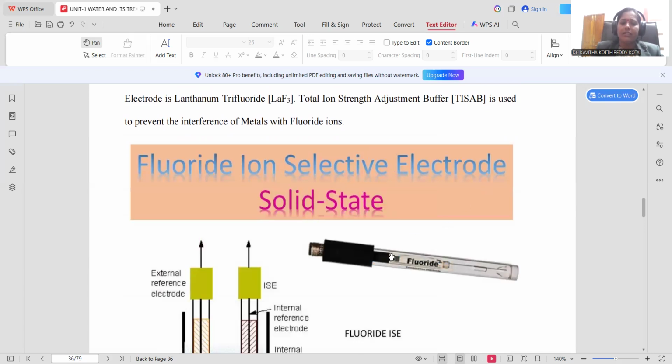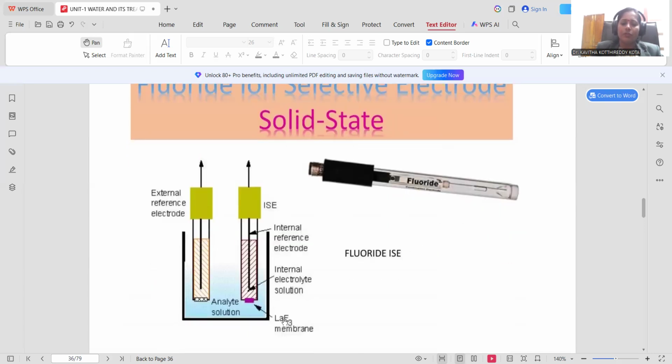Here, the fluoride ion selective solid state electrode is provided. Always, in order to measure the potential difference, 2 electrodes must be inserted into the sample solution. One of the electrodes is the reference electrode. You may go for a silver chloride electrode, or a calomel electrode as well. And another important electrode, the ion selective electrode, you can clearly observe over here. This is very selective for the fluoride ion concentration. The electrode structure is provided at the bottom.